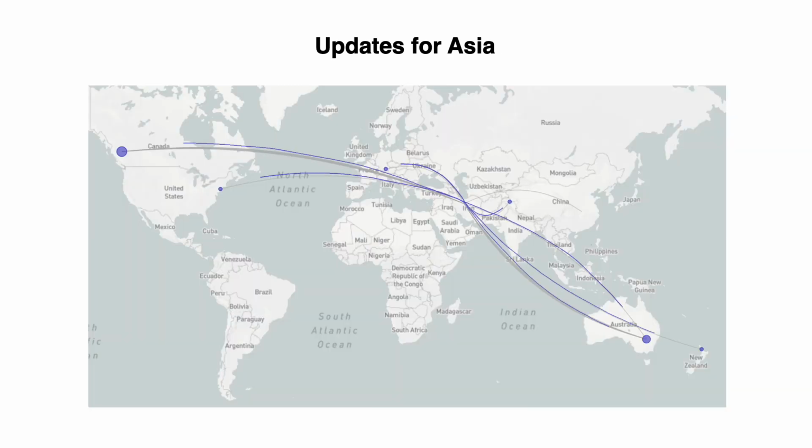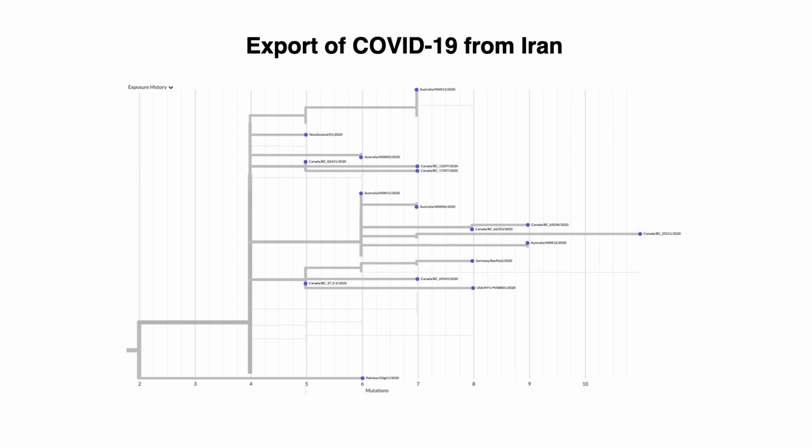Now, we will move on to the updates for Asia. There is evidence found for recent export of COVID-19 from Iran. Right now, we do not have viral genomes from Iran. However, we do have sequences for many cases that have reported travel there. Most sequences with travel history to Iran group together. This suggests that a lot of the Iranian cases are derived from a single introduction into Iran.